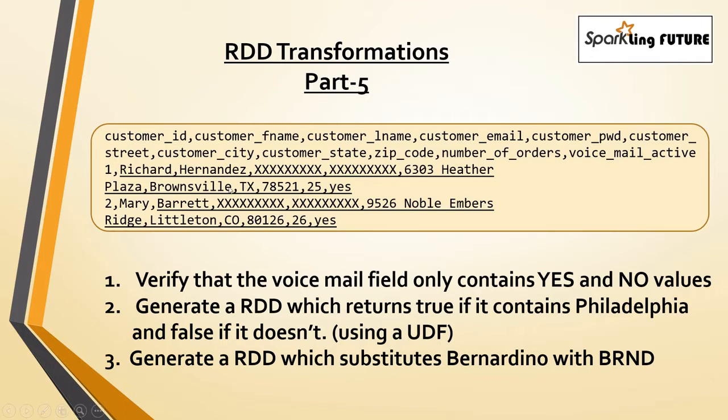Okay, you can actually modify it, you can just pick up only yes. We will see how to apply the filter conditions for answering this question. And the second one is generating an RDD which returns true if it contains Philadelphia and false if it doesn't. So we will try calling a UDF from map and we will see how to do this transformation. And the third one is substitution, some string operation using the map.